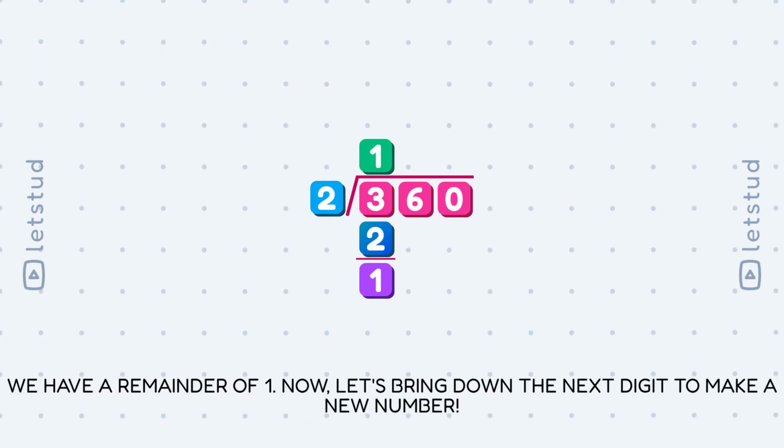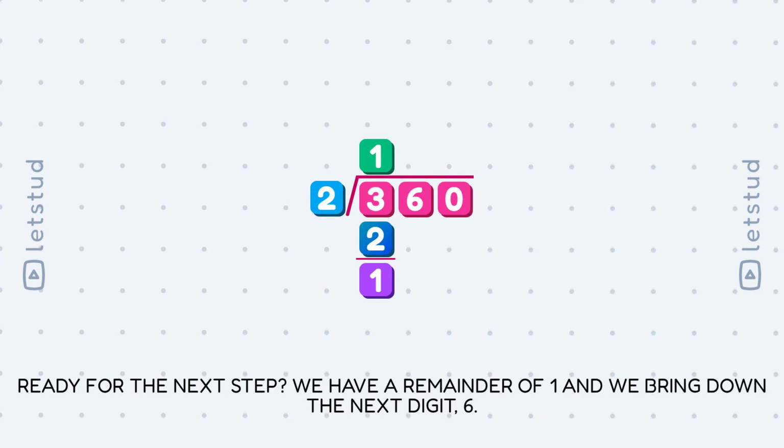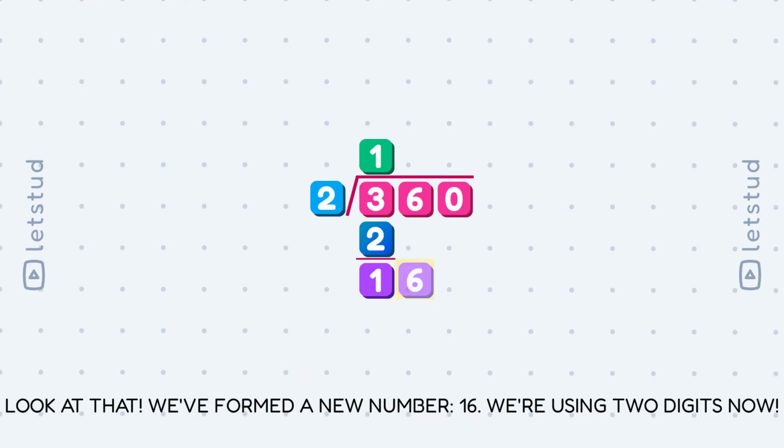Now, let's bring down the next digit to make a new number. Ready for the next step. We have a remainder of 1, and we bring down the next digit, 6. Look at that, we've formed a new number, 16. We're using 2 digits now.